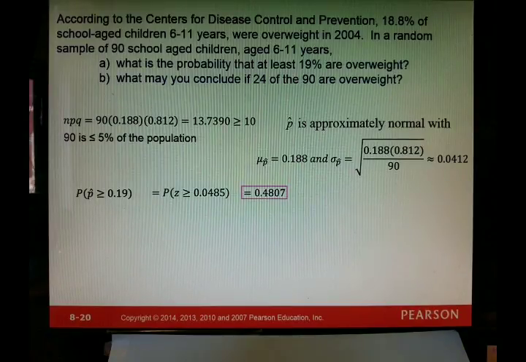So the left bound would be the 0.0485, and the upper bound would be 100 on a normal CDF.